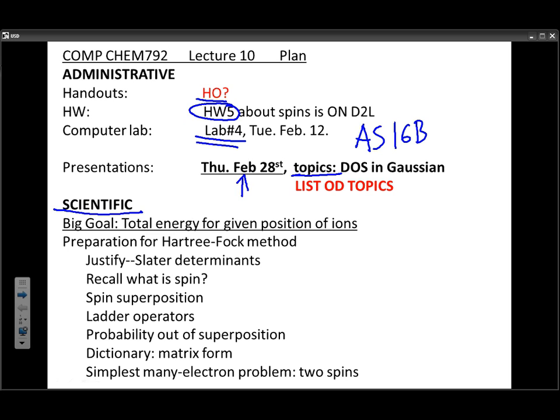Scientifically, we are going to keep our path towards electronic structure methods, and our next big goal is the so-called Hartree-Fock method, and it will probably take 2-3 weeks. So it is a big cornerstone of the whole course.